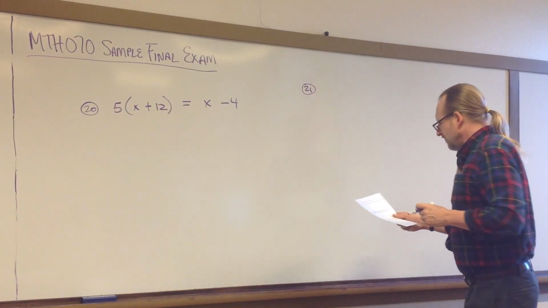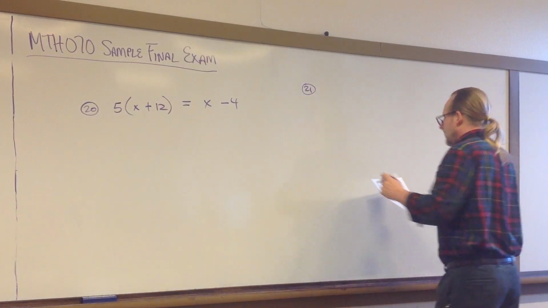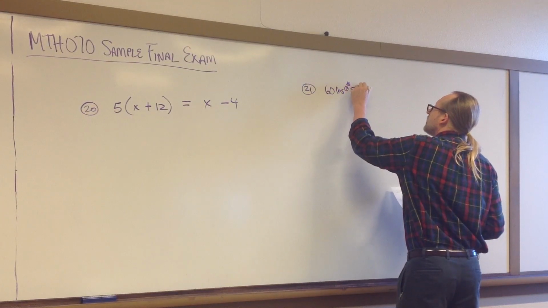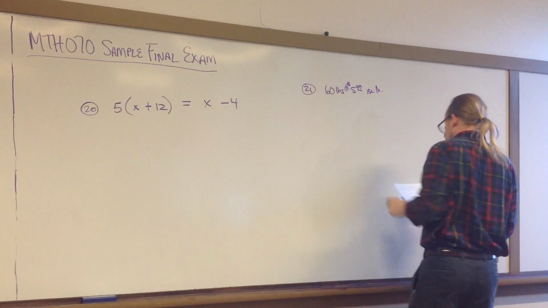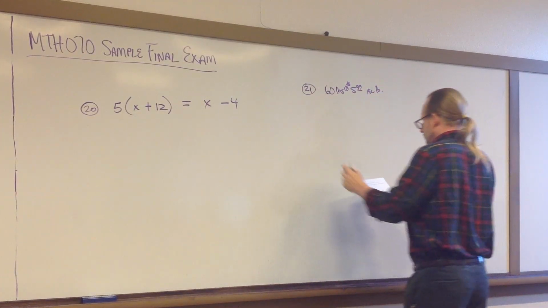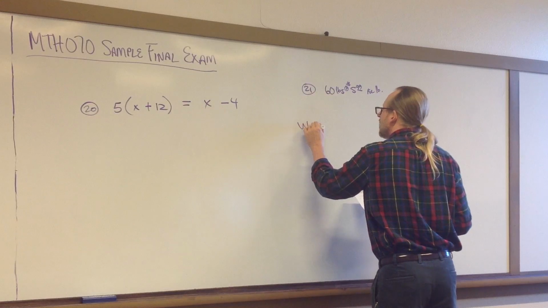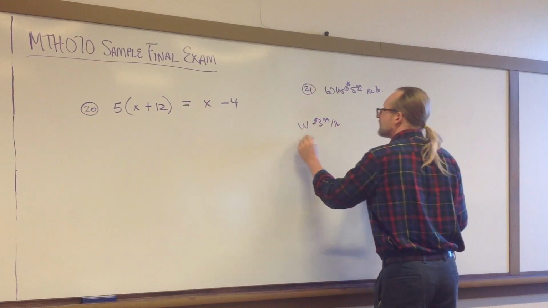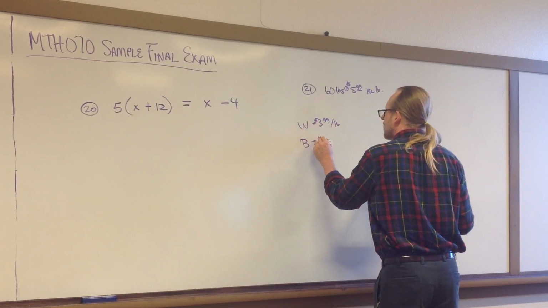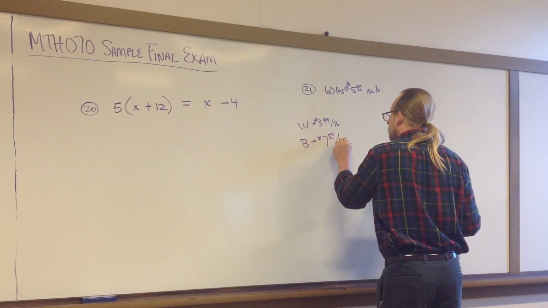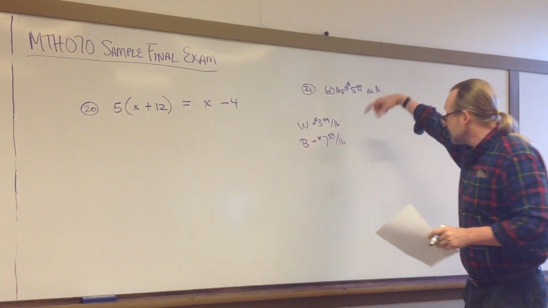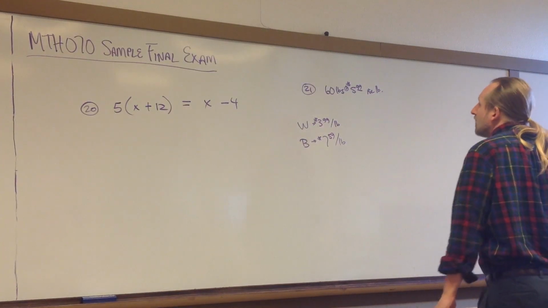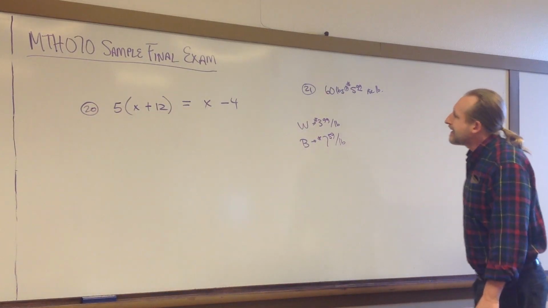A grocer wants to make a 60-pound mixture of walnuts and Brazil nuts to sell for $5.99 a pound. So 60 pounds at $5.99 per pound. The walnuts sell for $3.99 per pound, and the Brazil nuts sell for $7.59 per pound. Okay? How many pounds of each should we put in the mixture? Well, let's see here. I don't know.